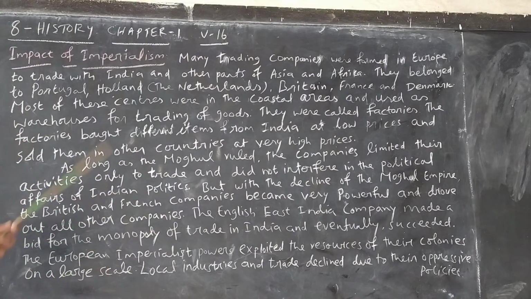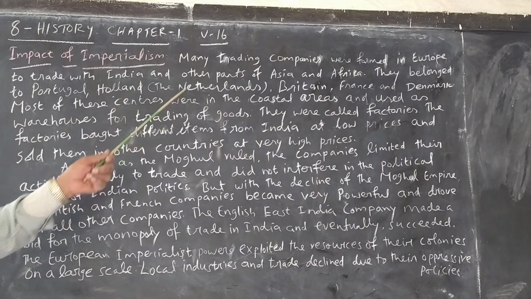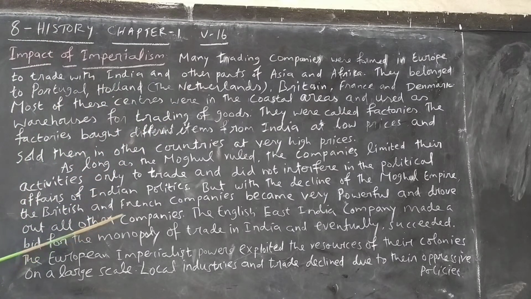That's the reason they put their factories or centers in coastal areas nearer to the sea and used them as warehouses. Warehouses are large buildings where things can be kept. Whatever goods they purchased in the local market could be kept, and again they could take them back. So that's what warehouses are all about.